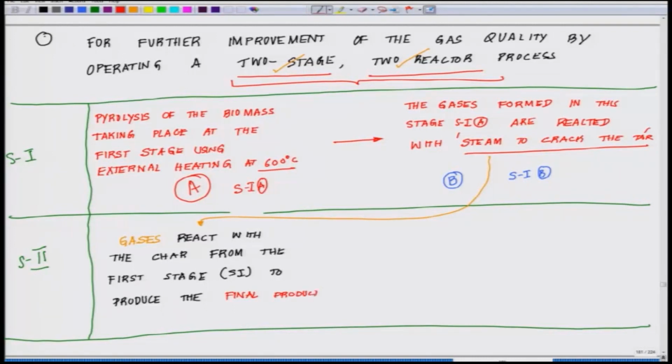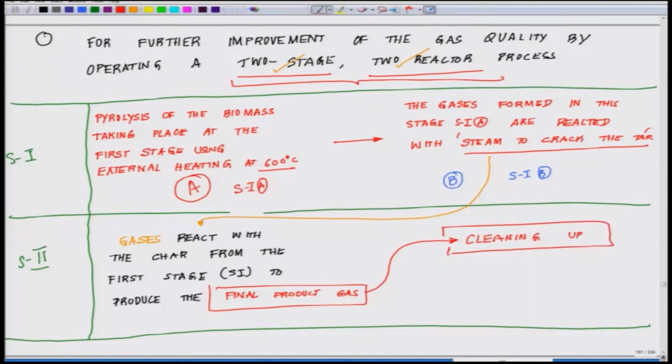And this product gas, the last stage, is further put through a cleaning up. And if with a certain degree of energy efficiency this is achieved, then this is good enough to spark ignition gas engine.